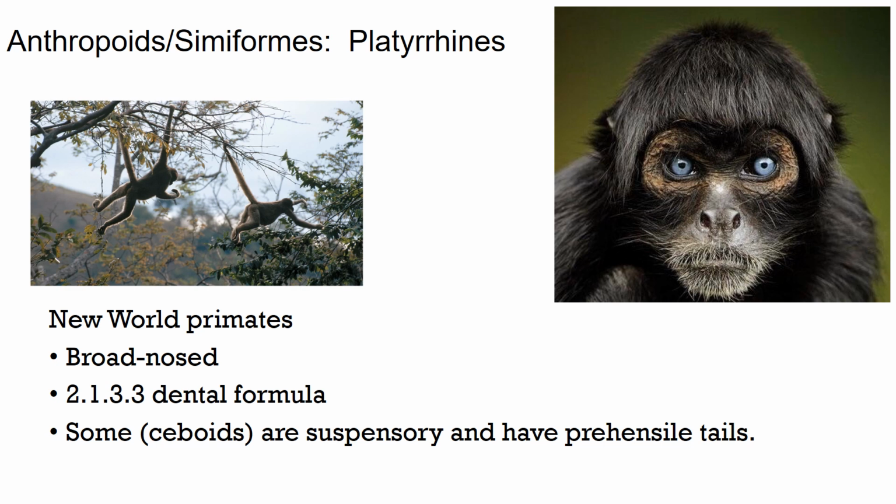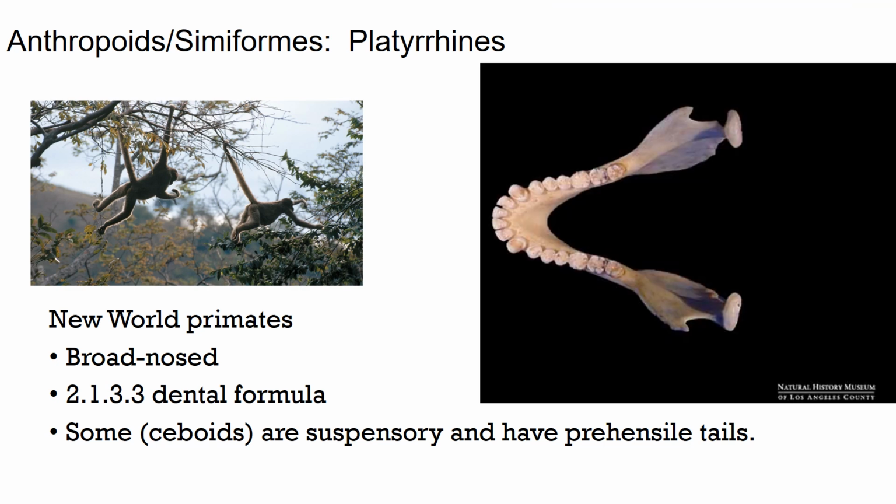Another thing that'll come up in this course is using dental formula to understand and differentiate species. We use dentition a lot in this class because teeth preserve very well. This is what a dentition looks like for a New World monkey. And what I want you to do is to take a second, look at the teeth, and see if you can differentiate the different tooth types.